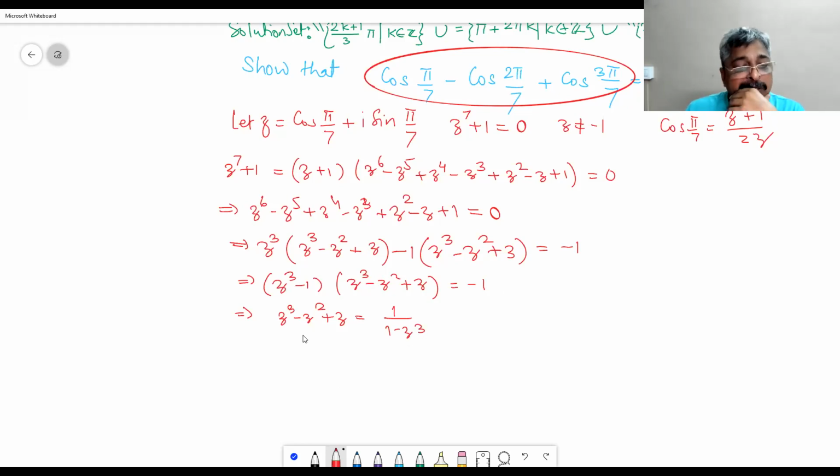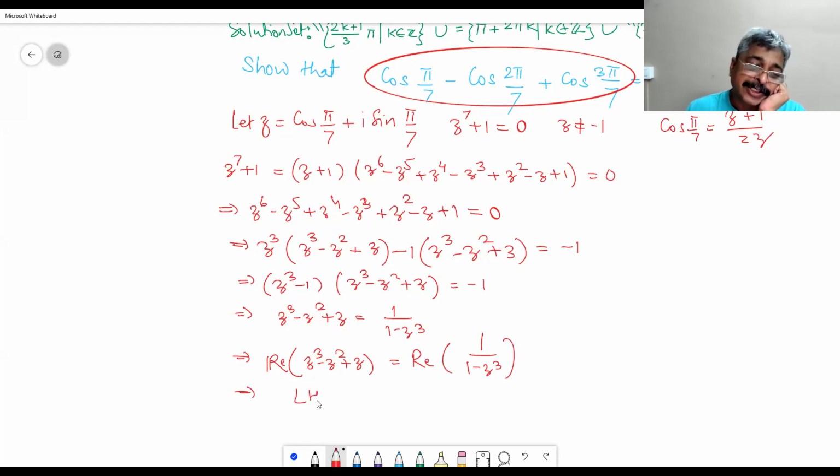Okay. And now this is a complex number. This is also a complex number. So if we look at it, because the given problem is the real part of this complex number. Do you agree? This implies the real part of z cube minus z square plus z should be equal to the real part of 1 upon 1 minus z cube. So this is our LHS. So if we prove the real part of 1 upon 1 minus z cube is half, we will get RHS.